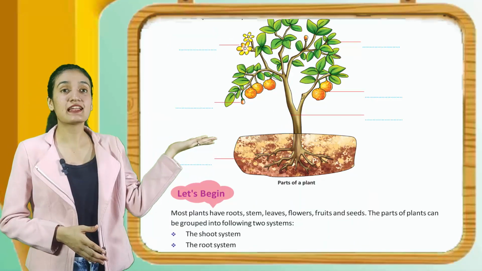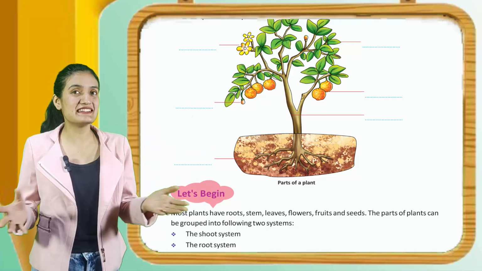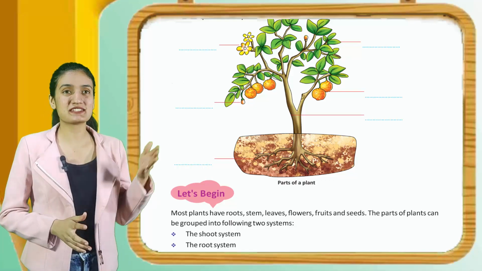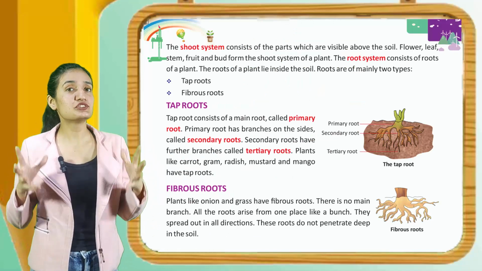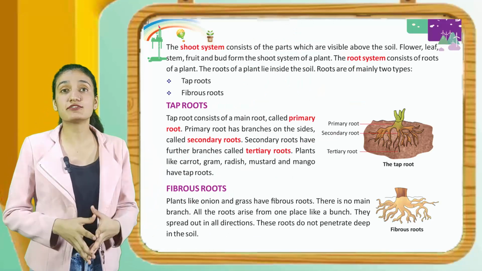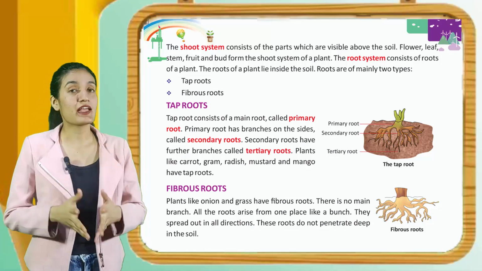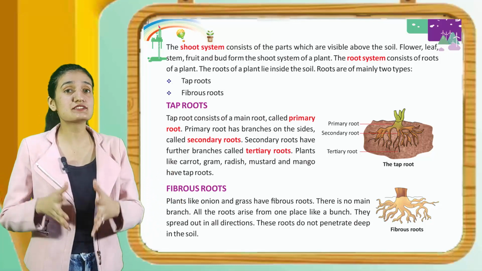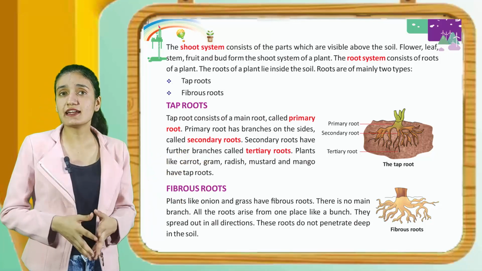Now let's begin. Most plants have roots, stem, leaves, flowers, fruits and seeds. The parts of plant can be grouped into following two systems, the shoot system and the root system. The shoot system consists of the parts which are visible above the soil. Flower, leaf, stem and bud form the shoot system of a plant. The root system consists of roots of a plant. The roots of a plant lie inside the soil.